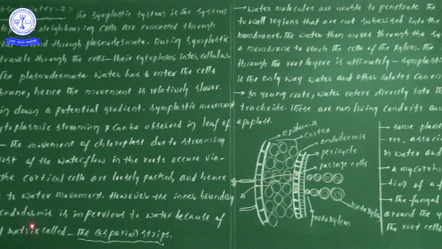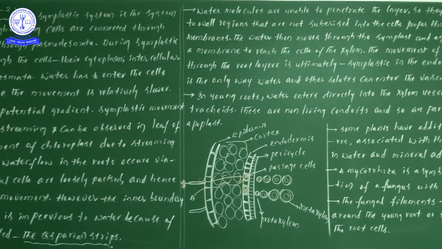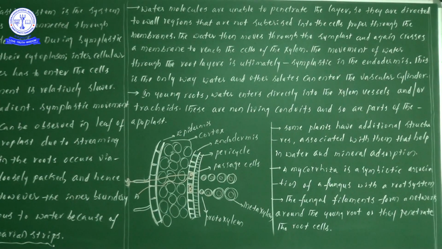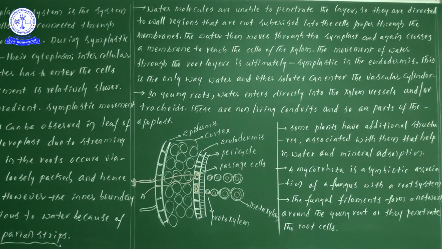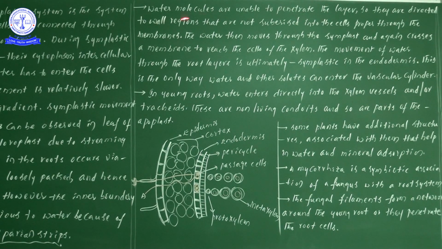Some simple point: in the endodermis, passage cells are present, or specialized cells, which are nothing but passage cells, help in permeability of water and minerals. So that is the information the author gave. Now water molecules are unable to penetrate the layer. I told you why we have written that the endodermis is impermeable: because it is made up of suberin. So that's why water molecules are unable to penetrate the layer.